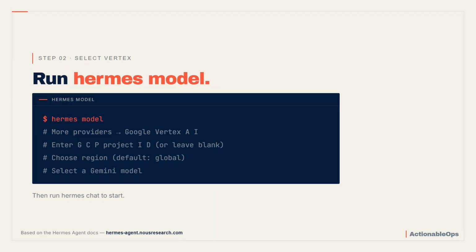Configuration splits by sensitivity. The credential path lives in .env because it is a secret. Project ID and region live in config.yaml because they are routing settings. Environment variables like VERTEX_REGION override config.yaml for per-shell tweaks.